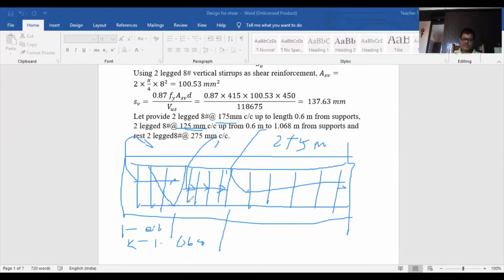And if you take the cross sections, the cross section remains same, but the shear reinforcement will be different. In this cross section, you find two-legged 8 mm at 125 center to center. In this portion, two-legged 8 mm at 175 center to center, and here two-legged 8 mm at the rate of 275 center to center. So if you take the cross sections, they are different. If you take a section here, you will find different shear reinforcement. If you find a section here, you will find different.